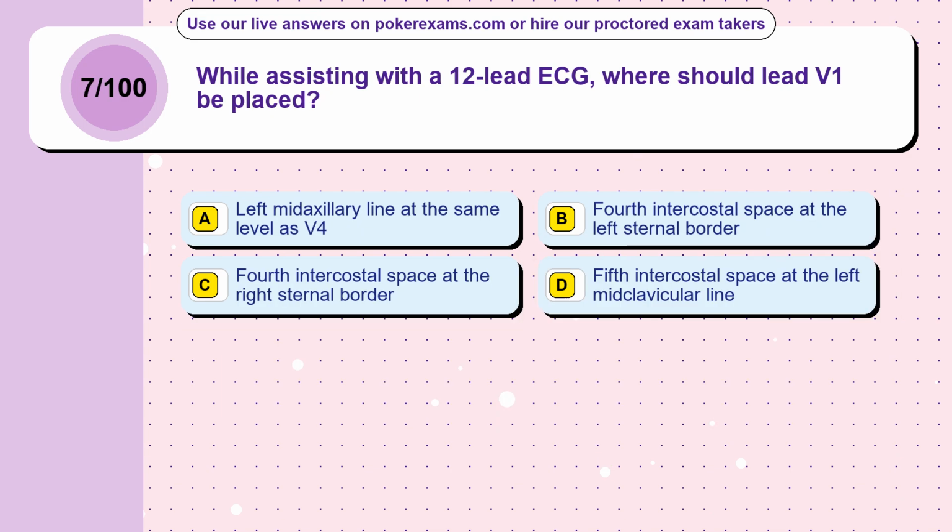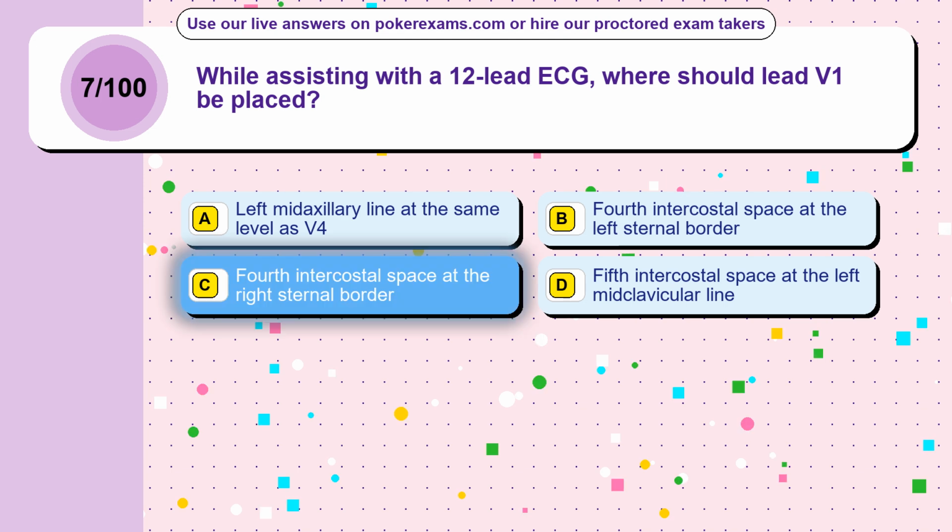Question 7. While assisting with a 12-lead ECG, where should lead V1 be placed? Option A. Left mid-axillary line at the same level as V4. Option B. Fourth intercostal space at the left sternal border. Option C. Fourth intercostal space at the right sternal border. Option D. Fifth intercostal space at the left midclavicular line. The correct answer is option C.